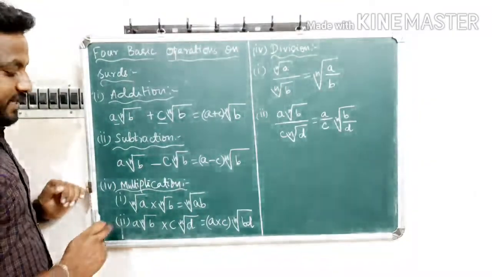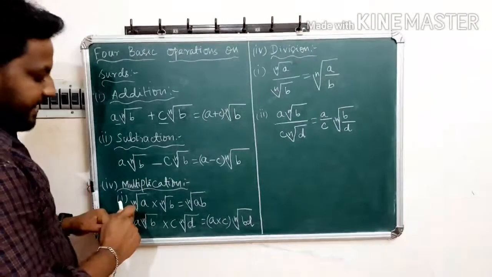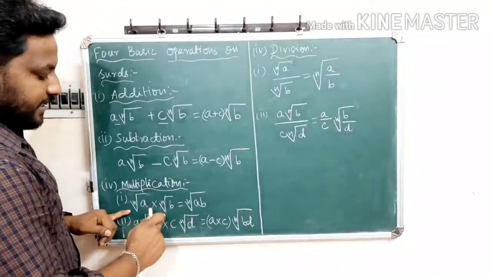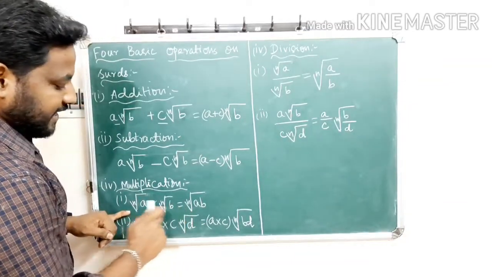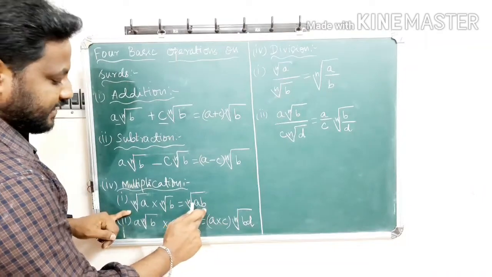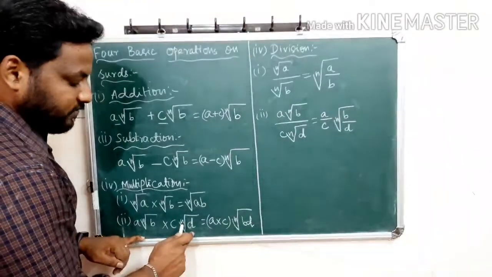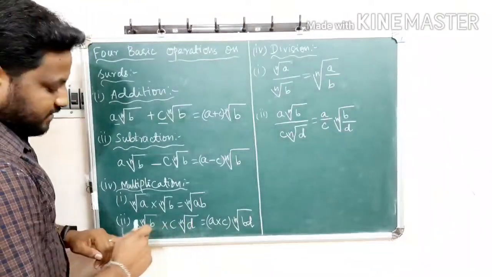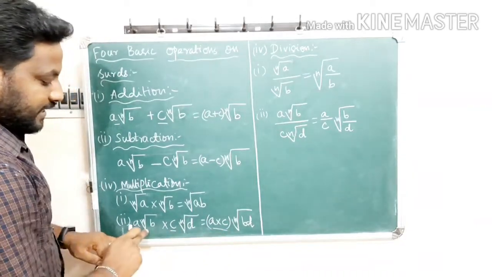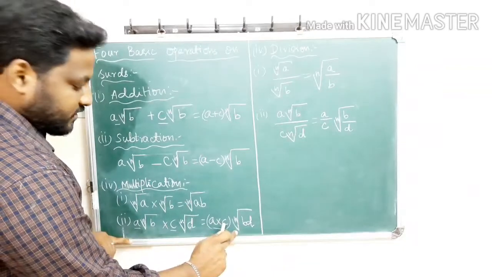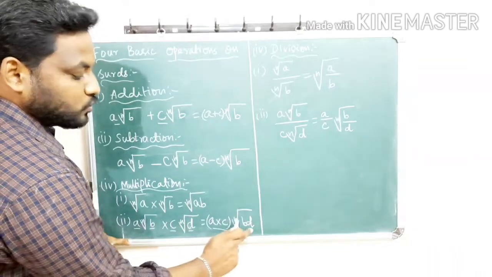And then the third one is multiplication. The first one we have already seen in index and radical notation. Nth root of a into nth root of b is equal to, the nth root is common, so we take the nth root as common, of a into b. We have to multiply the inside numbers a into b. And then the second thing, a nth root of b into c nth root of d. So all the numbers are different, only the roots are common. So a into c, and then the nth root is common, so take the nth root as common, and then the inside numbers b and d, we have to multiply these two numbers, b into d.